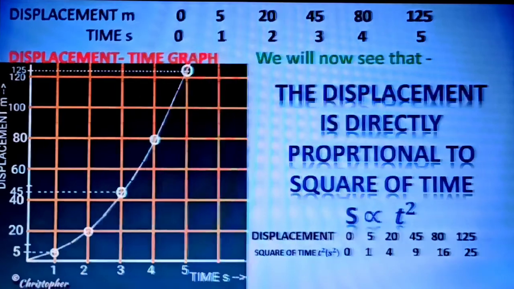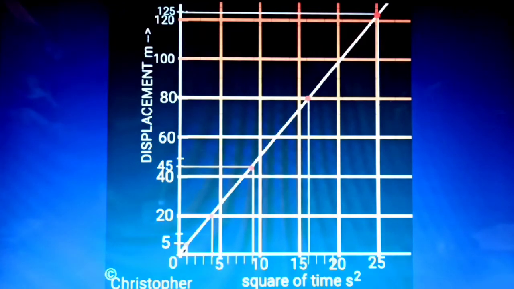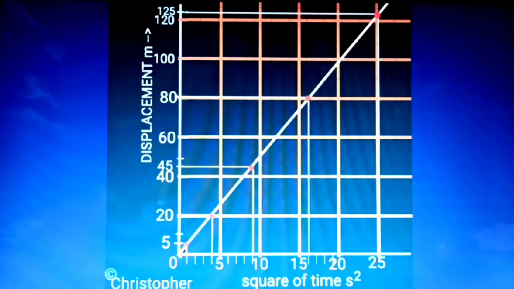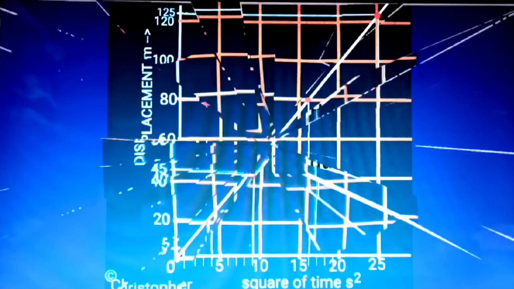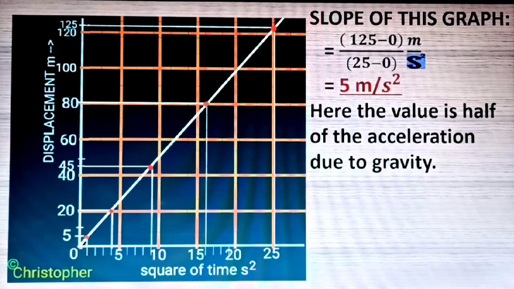And here we have the graph, displacement versus square of time. The unit on y-axis is meter and the unit on x-axis is second square. Now the slope of this graph, I am taking the whole line. You can take any section of it, you will get the same value as it is a straight line.